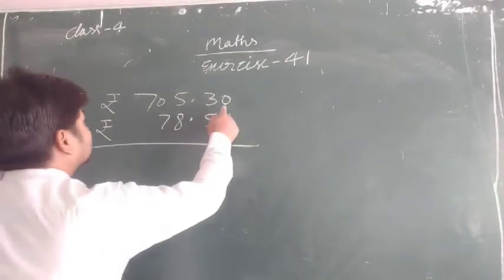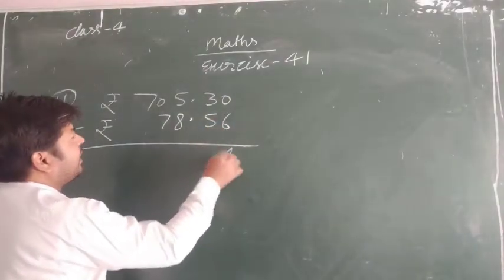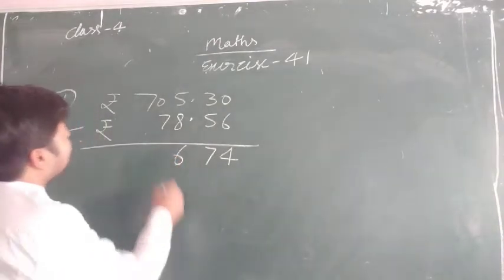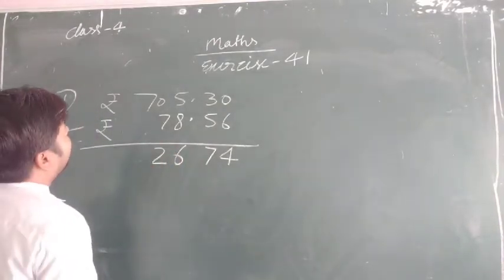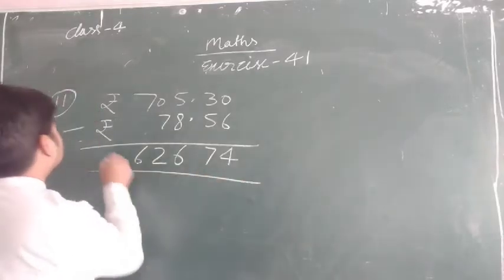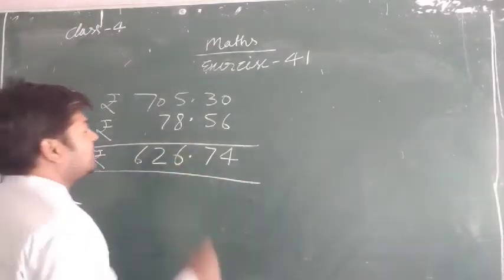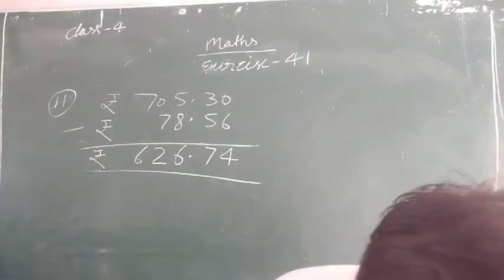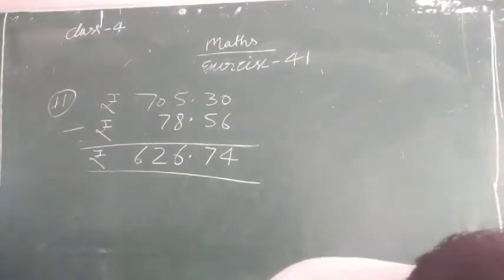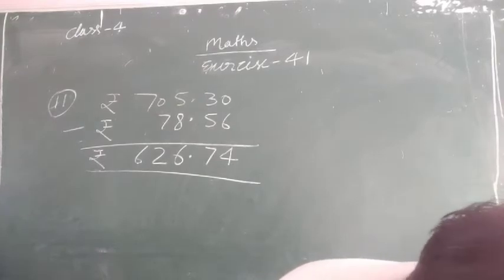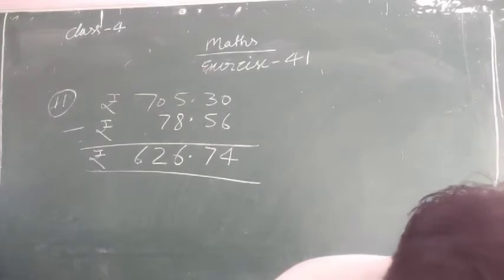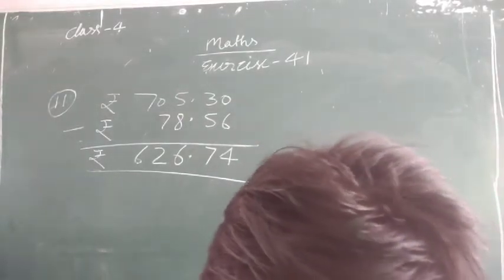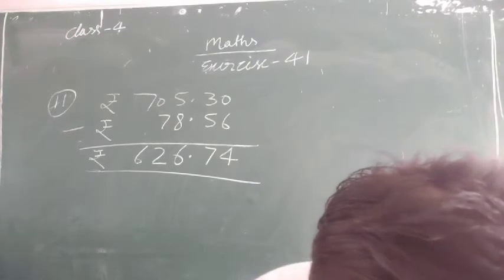So I am going to subtract: 10 minus 6 is 4 and 12 minus 5 is 7, 14 minus 8 is 6, 9 minus 7 is 2 and 6. So what is your answer? Rupees 626.74 is your answer. Okay. So rupees 626.74.